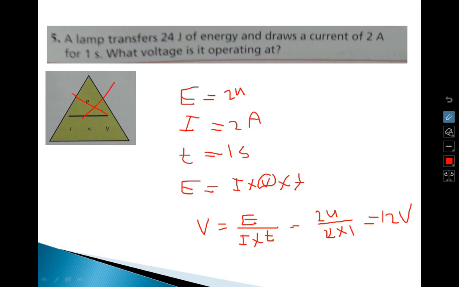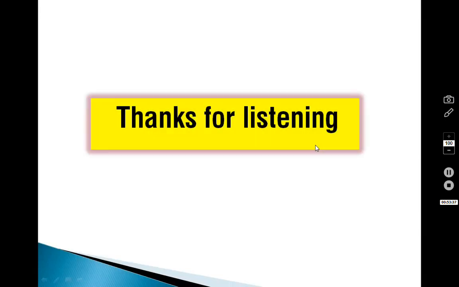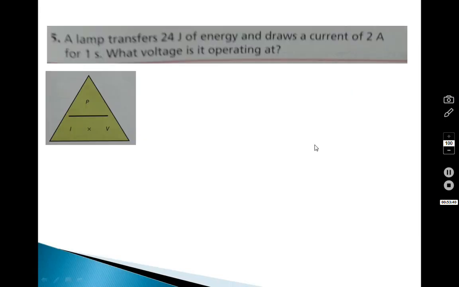Okay, I think this is all for today. Yes, this is all for today. I think we should pay more attention to the questions, so please try to solve them yourself first. Write down the formula, write down the values that are given in the question, and then substitute the values in any question.